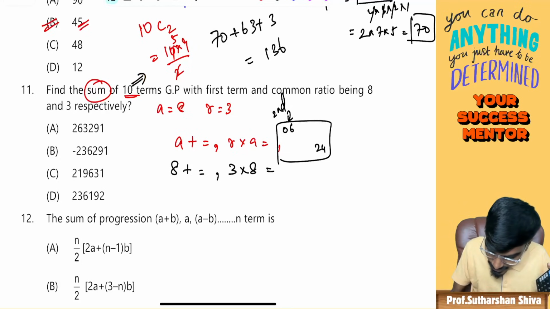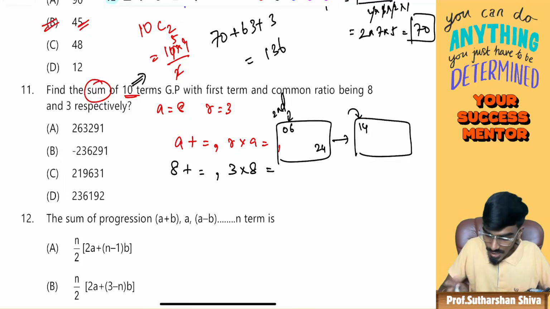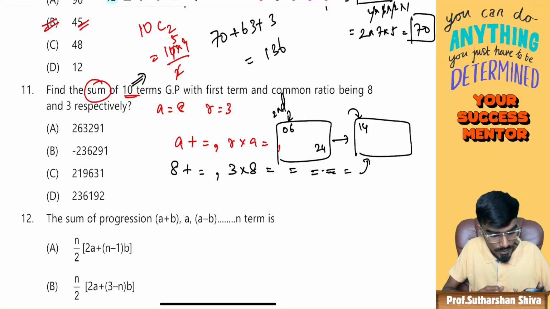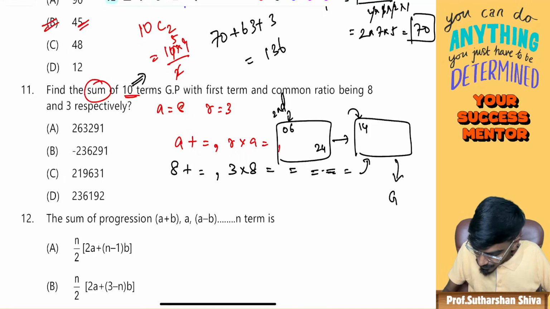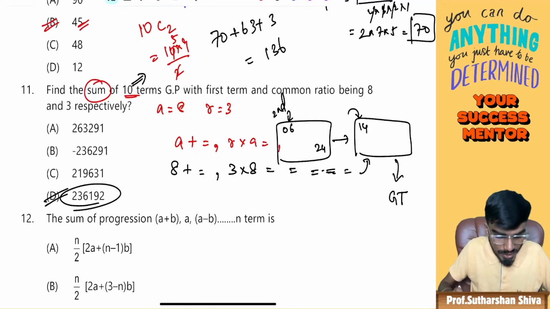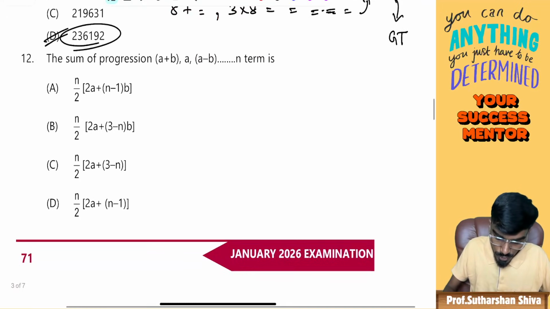They are asking 10 terms. So in the corner we will go up to 14 over here. Keep on going, press the equal to button until it reaches 14. After 13, slow down. You got 14. Once you got 14, press GT. You got 236192.